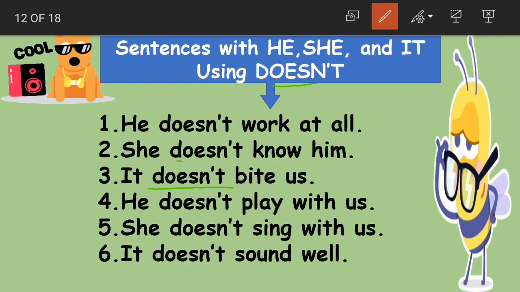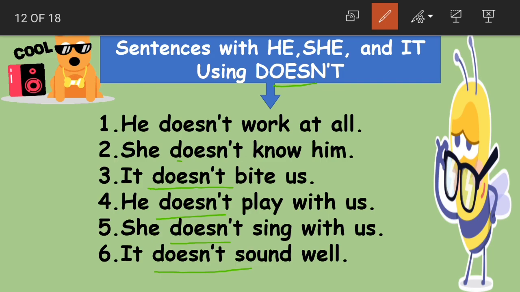It, in the sense, we are talking about our pet dog. Because it is an animal, in pronoun form we'll use it. So that is why we have addressed our pet dog as it. So it does not bite us. Clear, children? He does not play with us. She does not sing with us. It does not sound well.